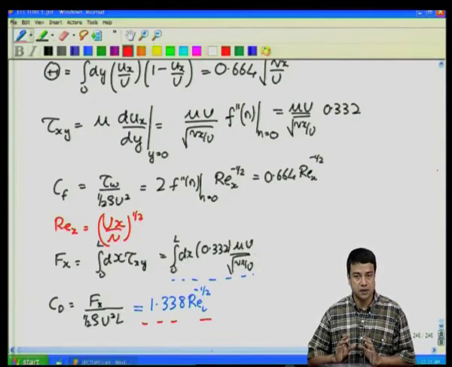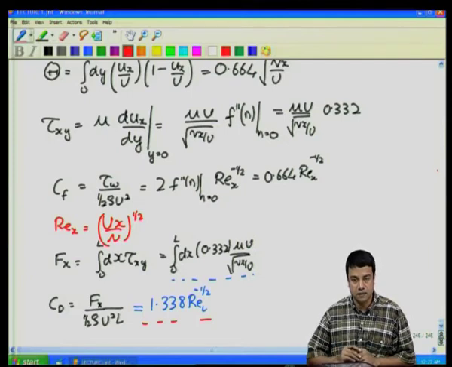Just using simple scaling arguments, insisting that inertial and viscous forces have to be of equal magnitude in the limit as Re goes to infinity, we get the scaling for the boundary layer variable, and then a simple piece of logic that the flow at a given location x cannot depend upon what happens downstream. We managed to get a similarity solution, and that similarity solution has given us back this correlation for the drag force on the flat plate.